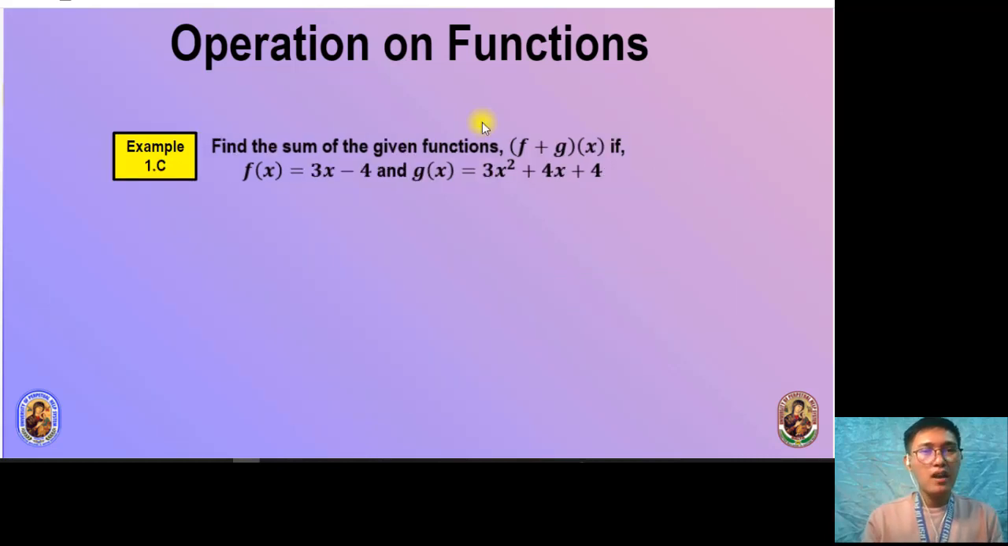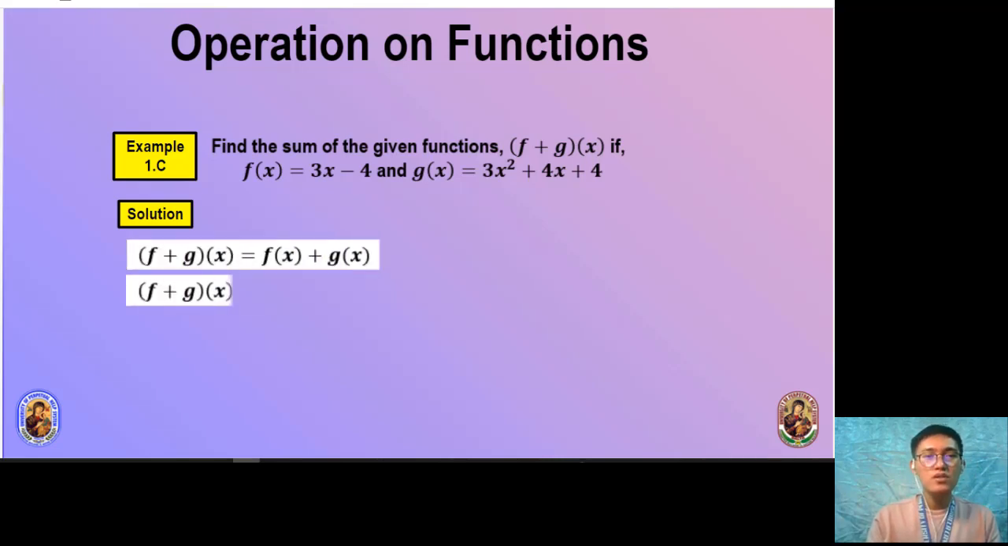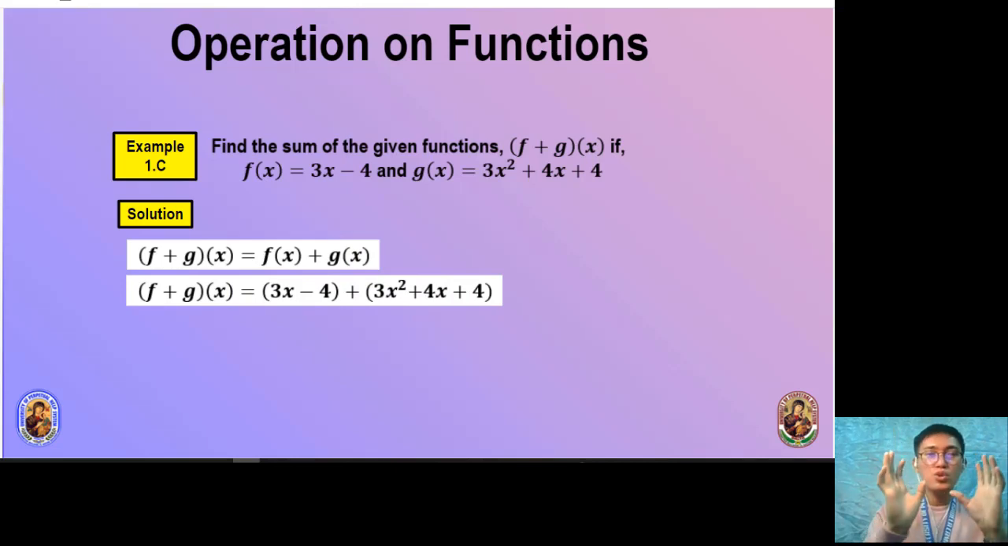Example 1.c. Find the sum of the given functions f plus g of x if f of x is equal to 3x minus 4 and g of x is equal to 3x squared plus 4x plus 4. So this time we have a binomial and a trinomial. So maybe we cannot combine one term there because we have two different counts of terms. First step again, use the notation formula for operation on functions in addition, and also we have to substitute the expression in f of x and the expression in g of x.